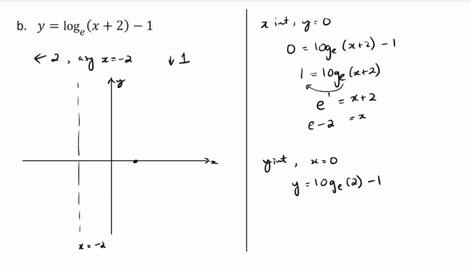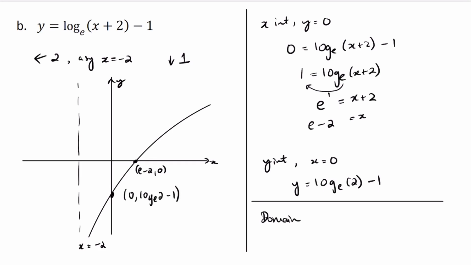Not that that really helped us because it's a little bit tricky to know what log e of 2 minus 1 is, so we're just going to have to rely on the fact that this is a positive number. So once we have that, we can go ahead and draw our log. It'll look something like that. So that will be e minus 2 and 0, and this will be 0 and log e of 2 minus 1. And that's how you complete that function.